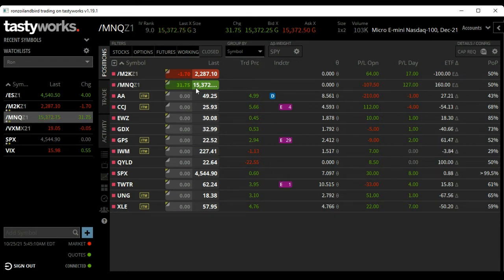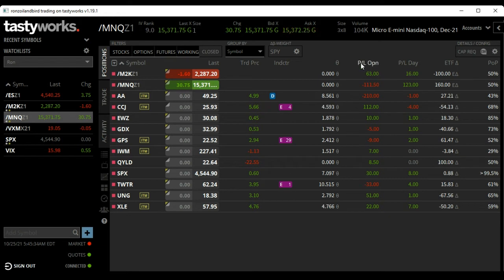And as you can see right here on the top two lines, I have a futures pair trade on. I had gone long two contracts on the MNQ, which is the micro NASDAQ. At the same time, I went two contracts short on the mini Russell.